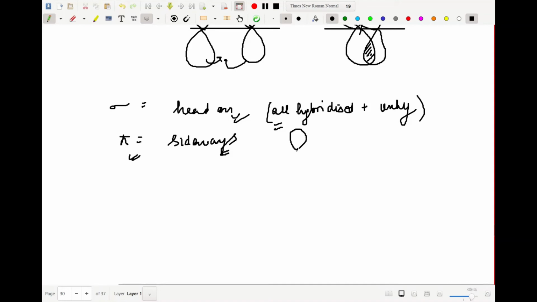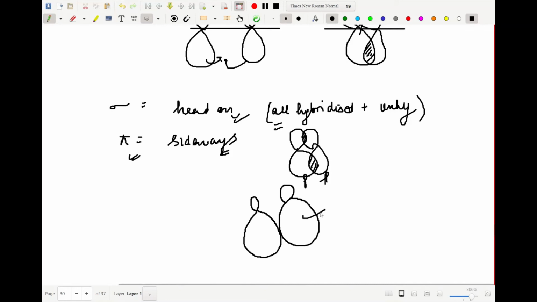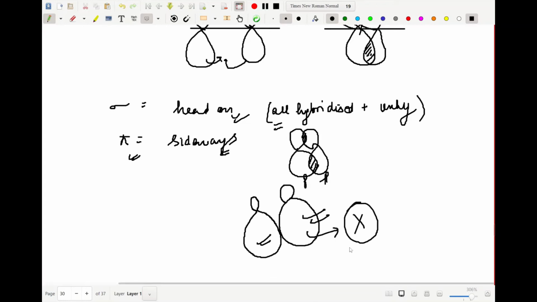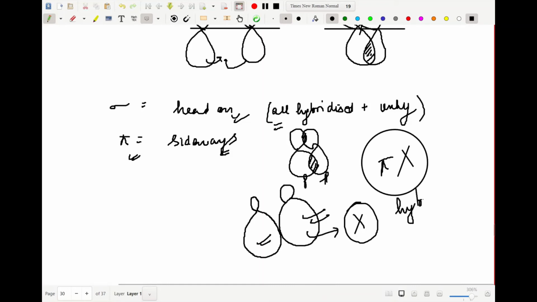Why? Because this is what a sideways overlap looks like, and these are your pure p orbitals, whereas a hybridized orbital looks like this, as already discussed. Because of the fat lobes present in the hybridized orbitals, they cannot undergo sideways overlap. Hence, pi bonds can never be formed by hybridized orbitals. So for example, in C single bond C, we do not have any pi bond, whereas in C double bond C, we have one pi bond.